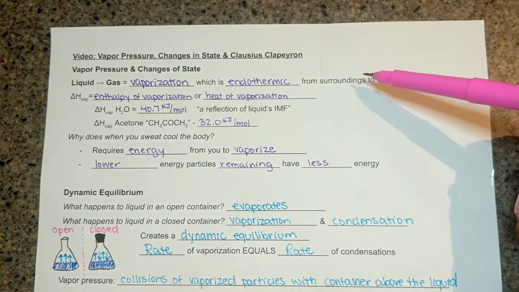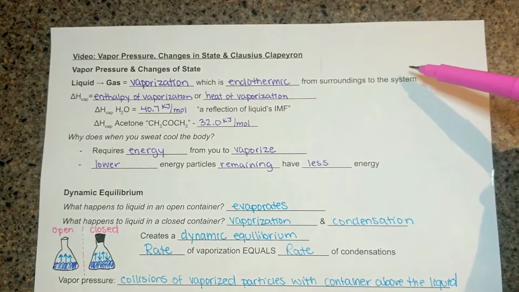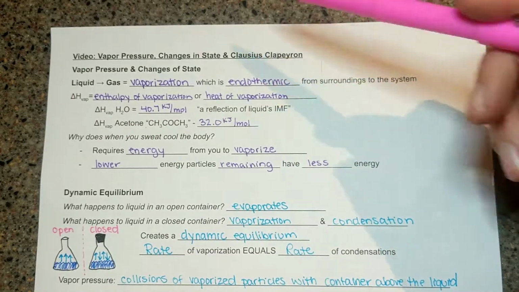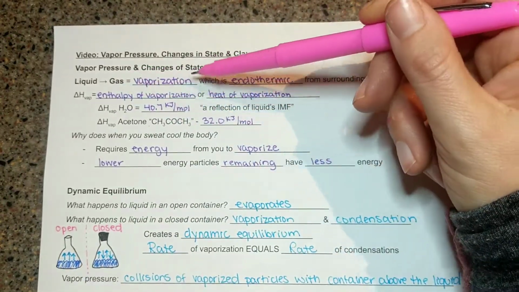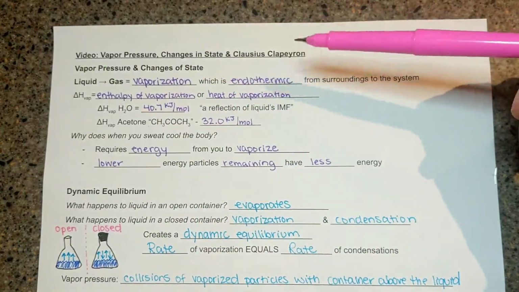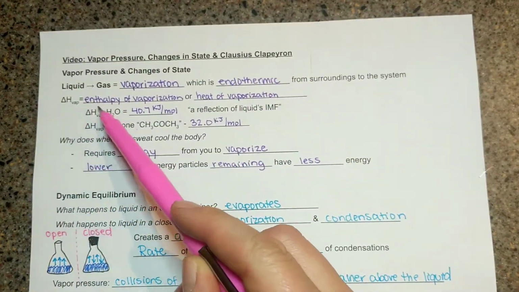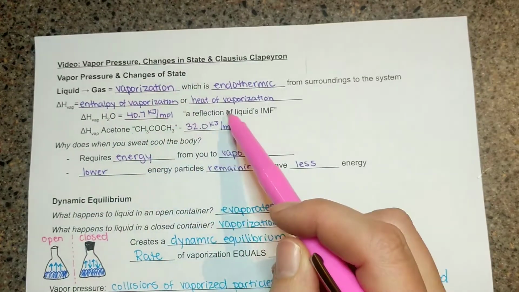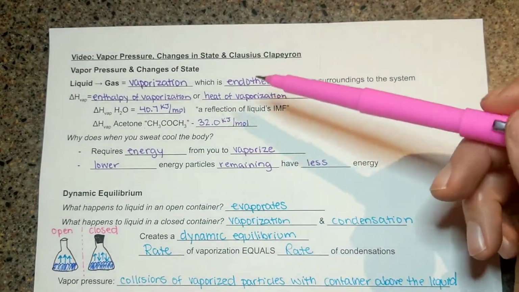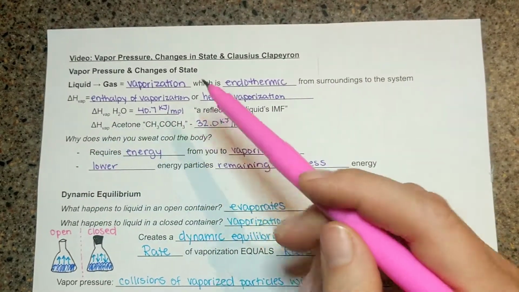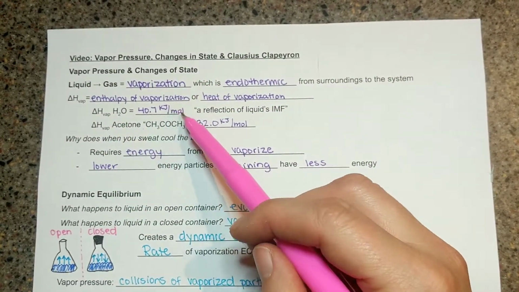Energy is coming from the surroundings to the system to put energy into our molecules to give them enough energy to become a gas. So they go through the state change of vaporization. Here we have delta H vap, which is the enthalpy of vaporization. We could also refer to it as the heat of vaporization. If we're looking at water, the heat of vaporization of water is 40.7 kilojoules per mole.